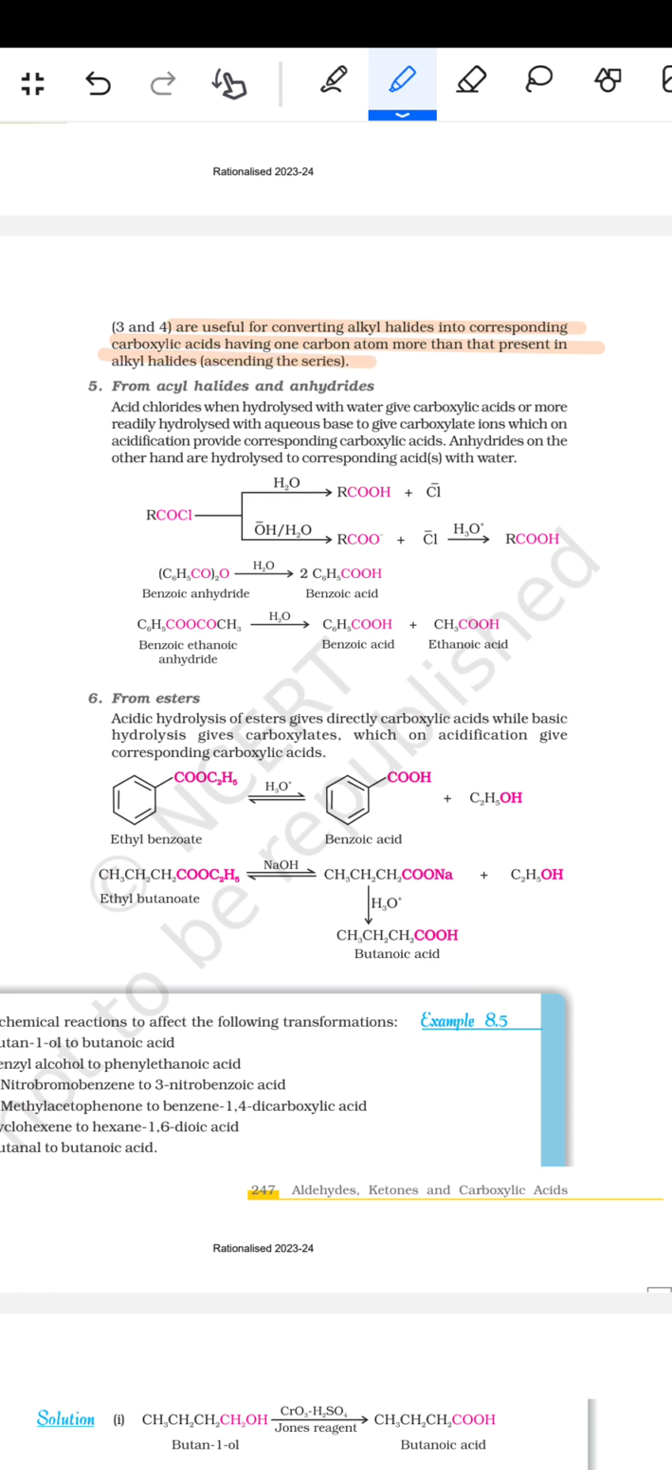But from the acyl halides and the anhydrides: acyl chlorides, when hydrolyzed with water, give carboxylic acid, or more readily hydrolyzed with the aqueous base to give the carboxylate ion, which on acidification provides the corresponding carboxylic acid. Anhydrides, on the other hand, are hydrolyzed to the corresponding acid with water.